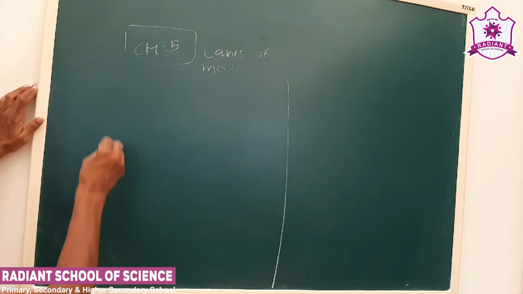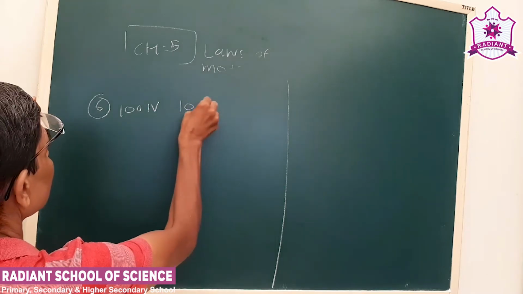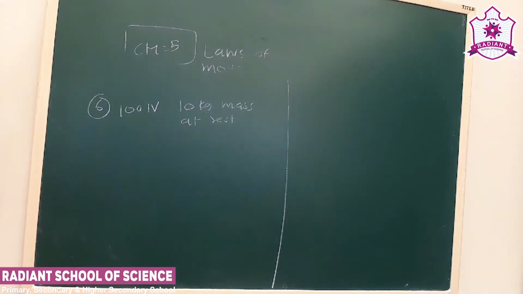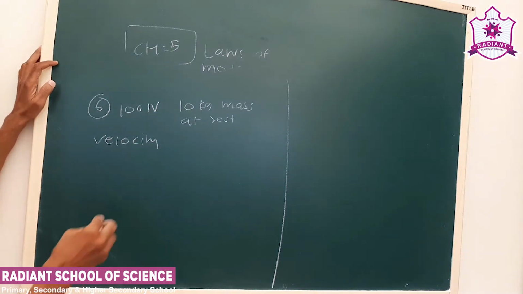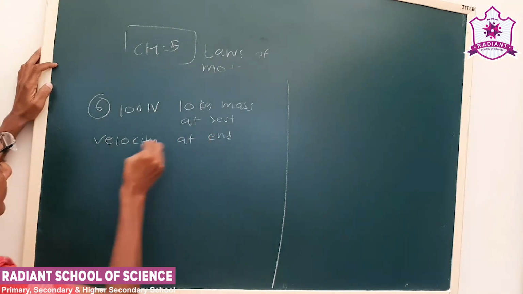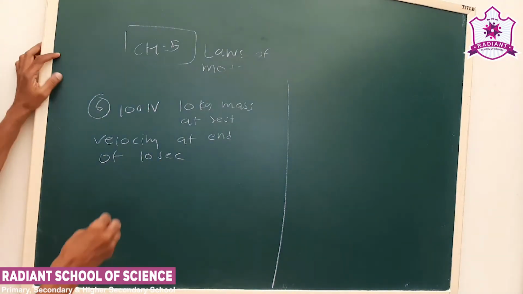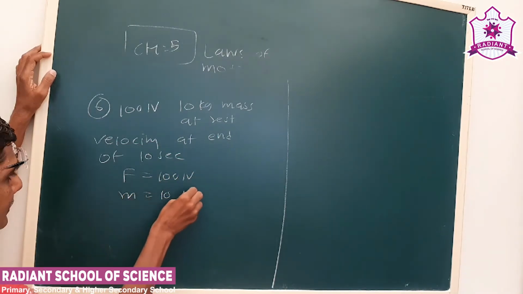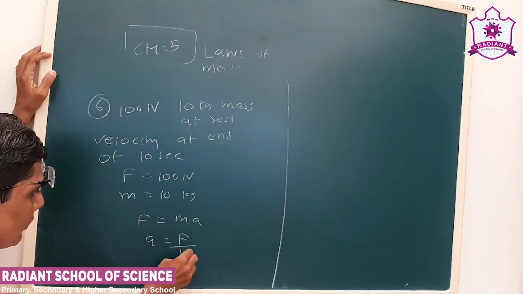Now see the 6th MCQ. A 100 Newton force is applied to a 10 kg mass at rest. What is the velocity acquired by the body at the end of 10 seconds? F is 100 Newton, mass is 10 kg. We use the equation F is equal to ma, so a is equal to F upon m.